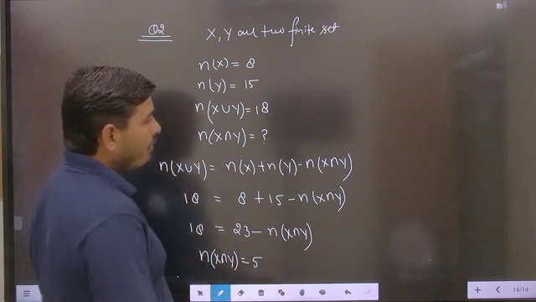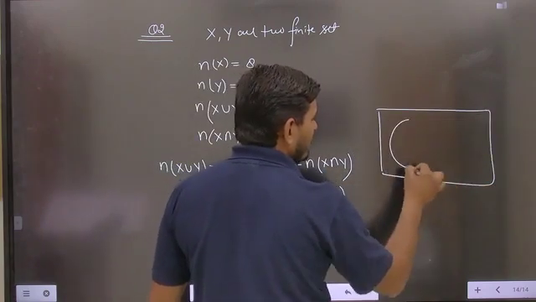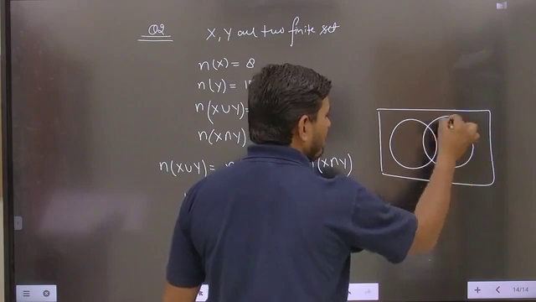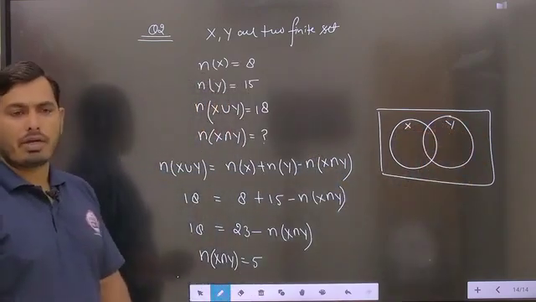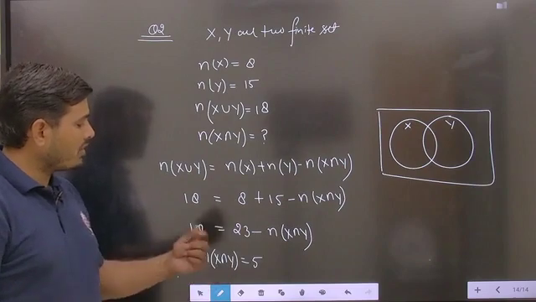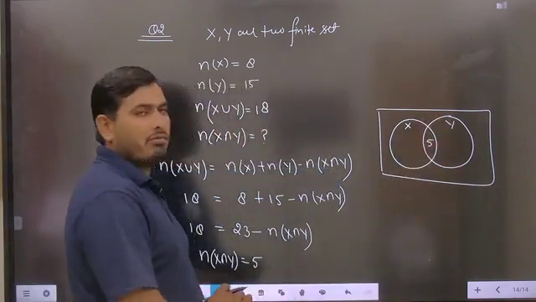So if we have to plot this data with the help of a Venn diagram, then again you can make the Venn diagram. This is the set x, this is the set y. Is it clear? So in this intersection part, how many elements are there? The number of elements in this intersection will be 5.